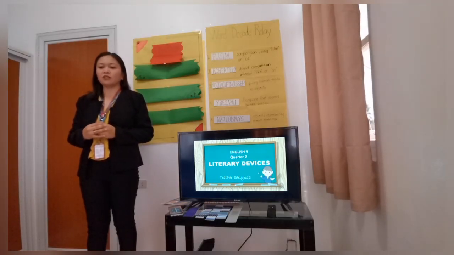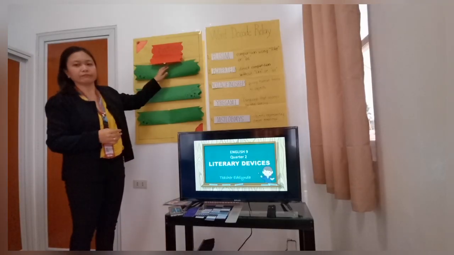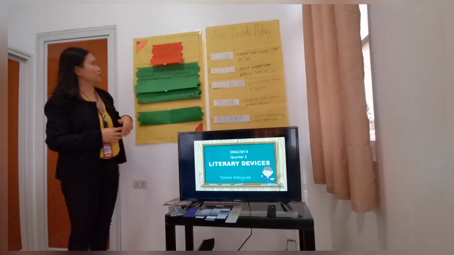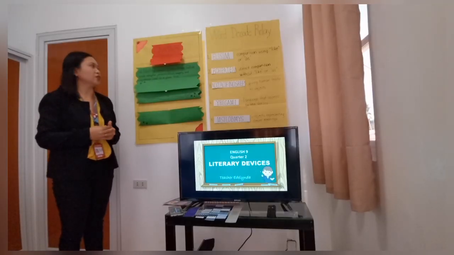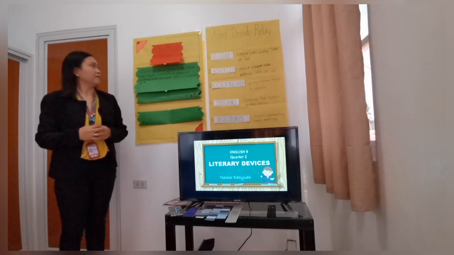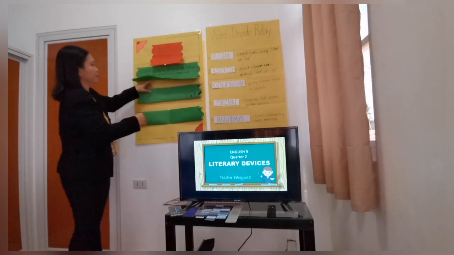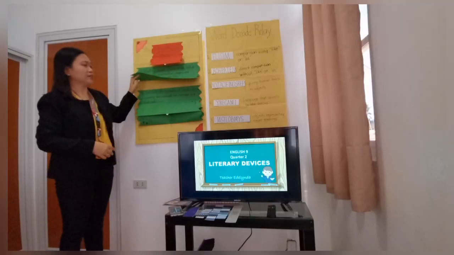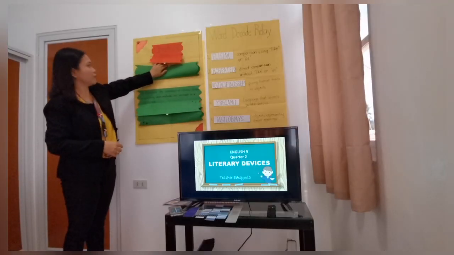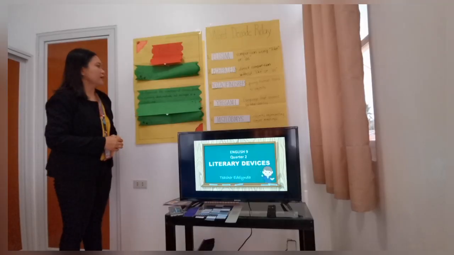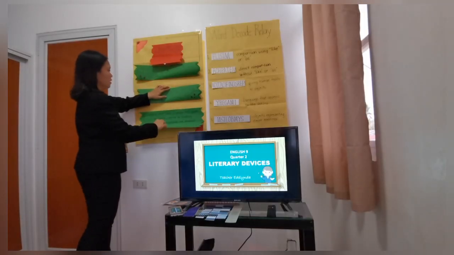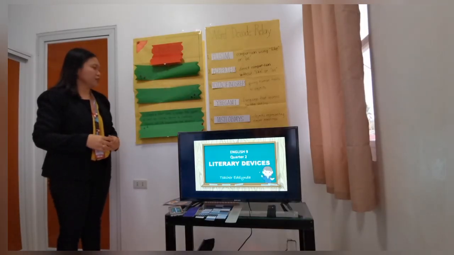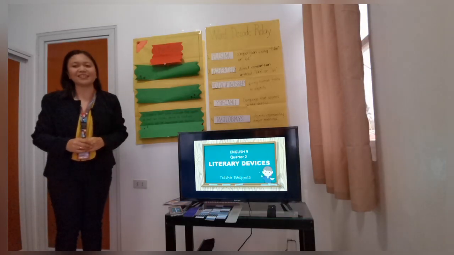Let's move on to our lesson objectives for today. Identify common literary devices such as simile, metaphor, personification, imagery, and symbolism, and use them in a given text. Appreciate the importance of literary devices in expressing ideas, emotions, and messages in a text. And create a short poem in groups that applies at least 2 literary devices to creatively express real-life experiences and emotions.